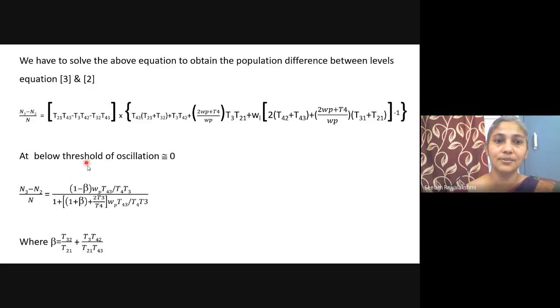So below the threshold of oscillation, omega L is equal to 0. That means for the rate of change of population below the threshold, by using omega L equals 0, we will obtain 1 minus beta, omega p T43 by T4 T3, divided by 1 plus beta plus omega p T43 by T4 T3, where beta equals T32 by T21 plus T3 T42 by T21 T43.